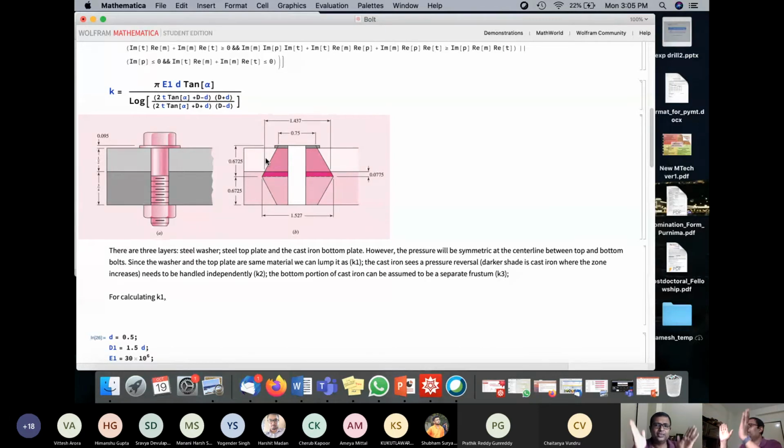You will get this nice shape which you have, this one frustum and the other an inverted frustum, right? This will always be symmetric. Now stiffnesses will be different because your moduli are different, but the distribution of this pressure, regardless of the material, will be the same.